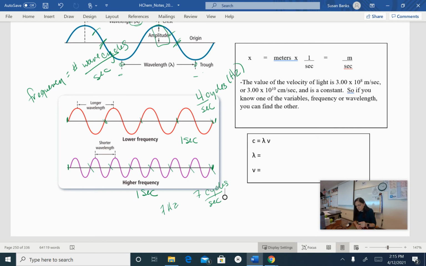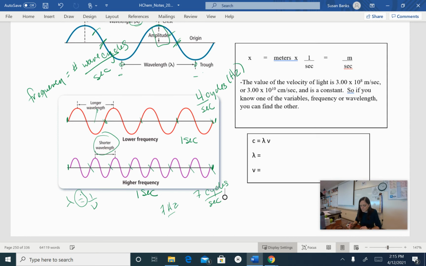Now I want you to notice something. Notice as our wavelength gets shorter, do you see how this one has a shorter wavelength than this one? Our frequency goes up. So frequency and wavelength are inversely proportional to each other. When wavelength gets big, our frequency gets really, really small. When frequency gets really big, our wavelength gets really small.